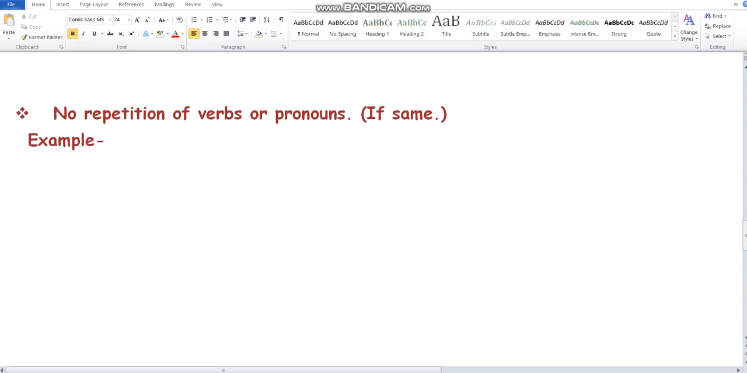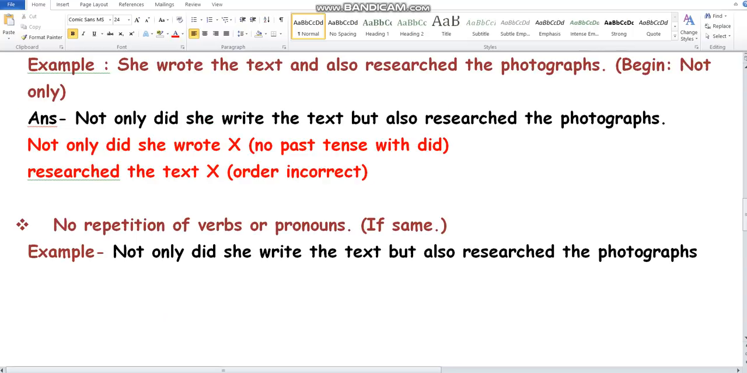No repetition of verbs or pronoun. That is, if you write not only did she, but also she, it'll be wrong because we're talking about the same person. Similarly, repeating verbs when the same action is being talked about is wrong.